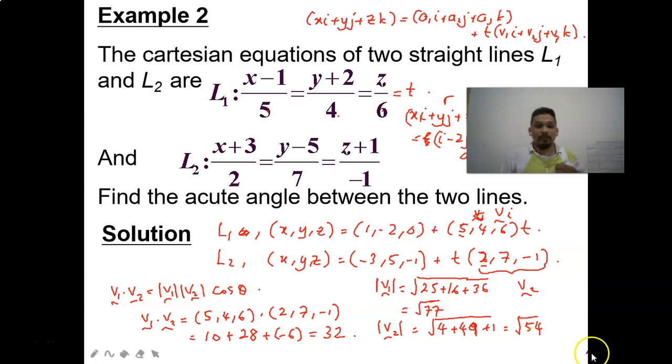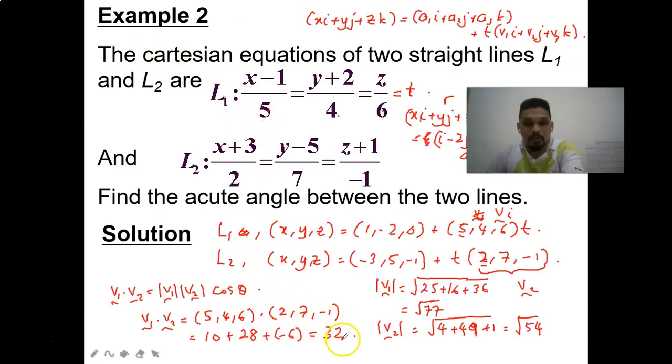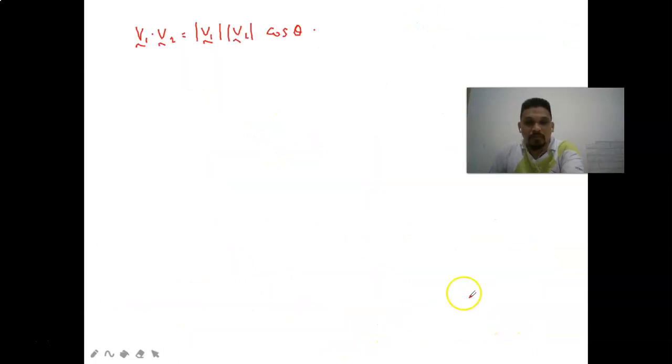Okay, so now we have found that V1 dot V2 is equal to 32, and the modulus of V1 and modulus of V2. So it's time for us now to find theta. V1 dot V2 equal to modulus of V1, modulus of V2 cos theta. So this gives us just now 32, with square root of 77 and square root of 54.